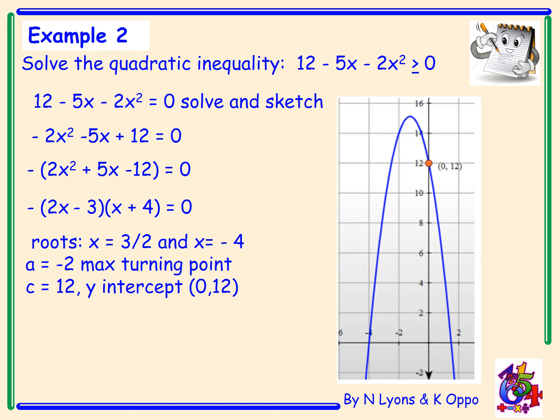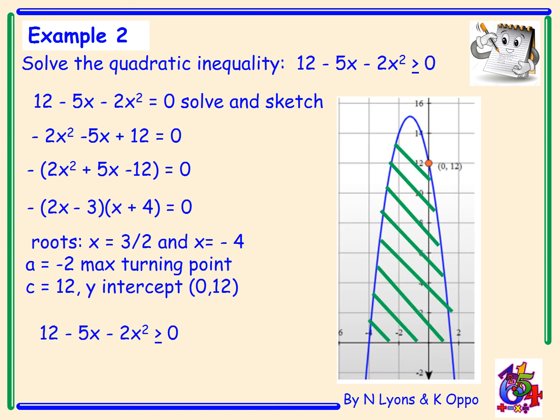Now that's not solved the problem, because the problem wasn't asking me for a sketch, it was asking me to determine where this function is greater than or equal to 0. Now it's equal to 0 on its roots, but what about greater than 0? So it's greater than 0 where the line goes above the x-axis, as shown by the shaded area. So what are the values for x? The values for x must be greater than or equal to minus 4, but less than or equal to 1.5, 3 over 2.